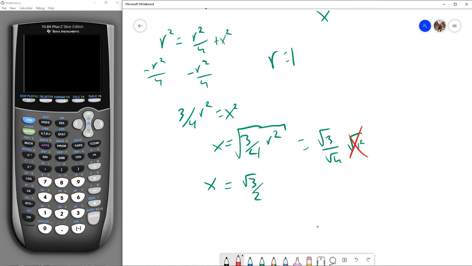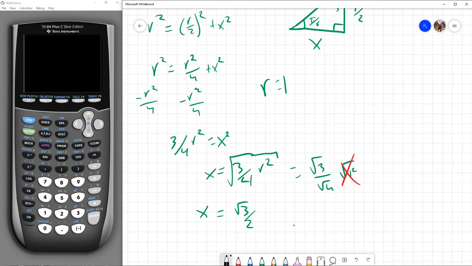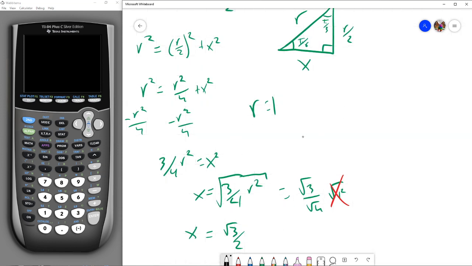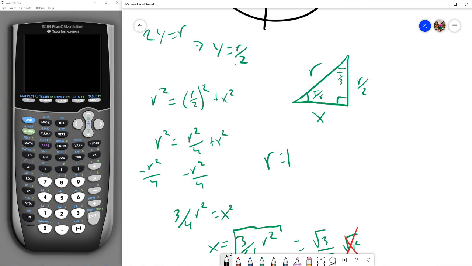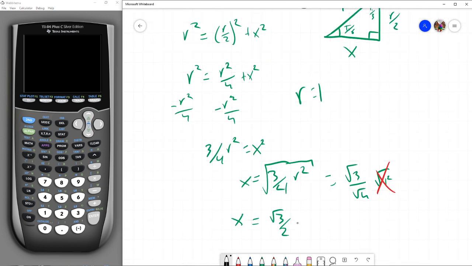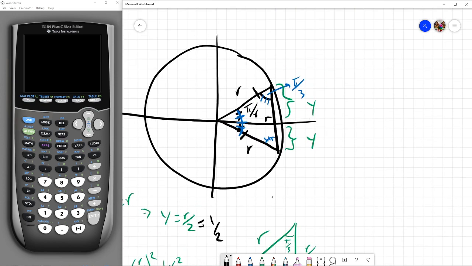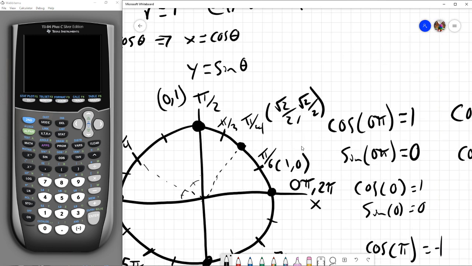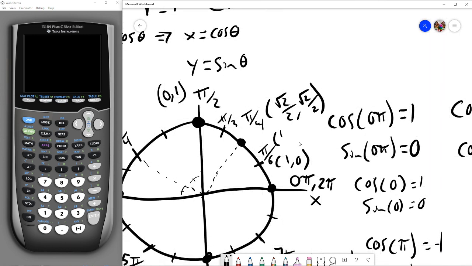Alright, it's looking nice. So if x is equal to root 3 over 2, we can now figure out what y is, right? Actually y here is going to be a half. If r is equal to 1, that means this is a half. Alright, so it's not too bad at all. We got our x and our y coordinate here. So that means for pi over 6 we get square root 3 over 2 comma a half.